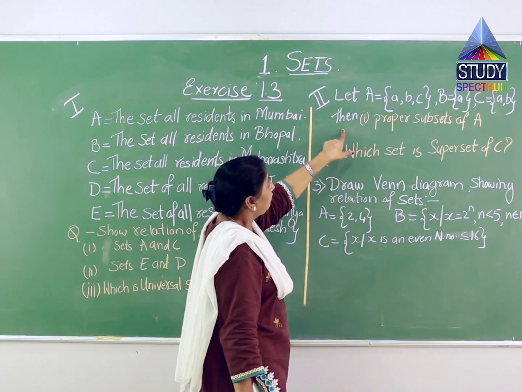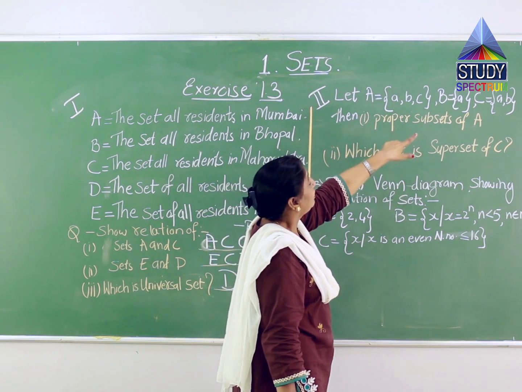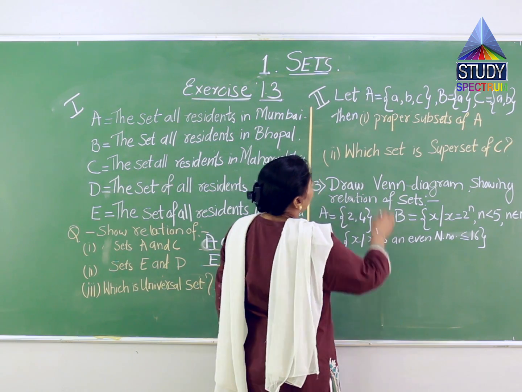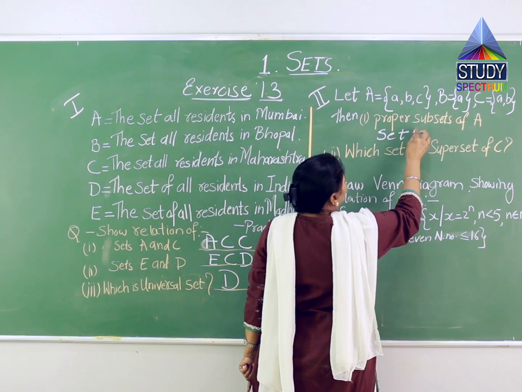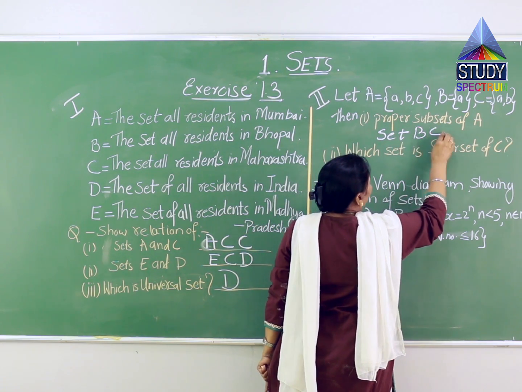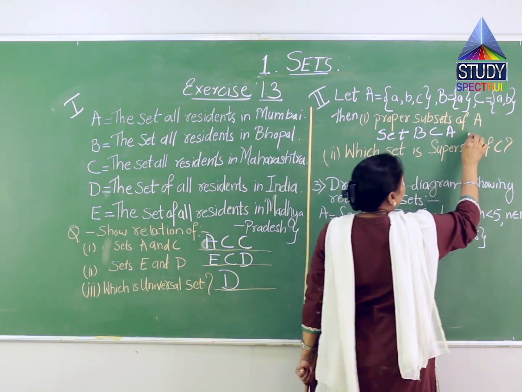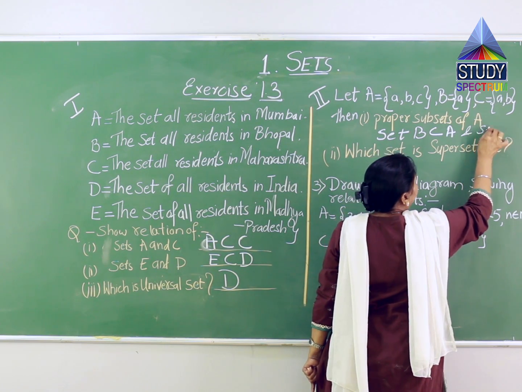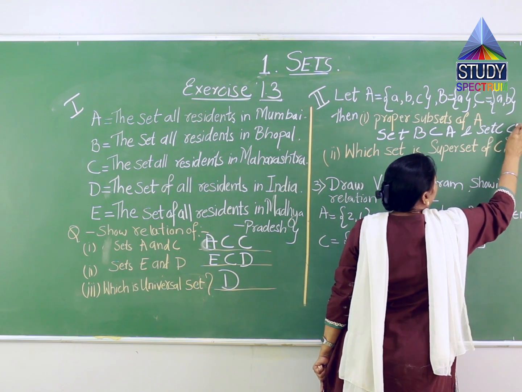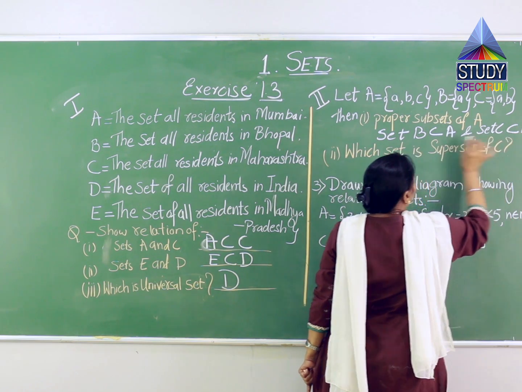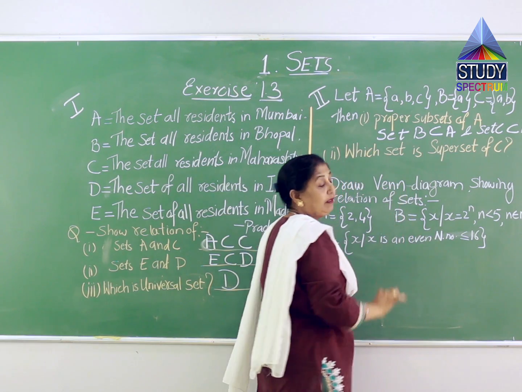Right? Now here they have asked for the proper subsets of A. So the proper subset of A is set B is a subset of A and also set C is a subset of A. This is the symbol which you have to use for subset, right?